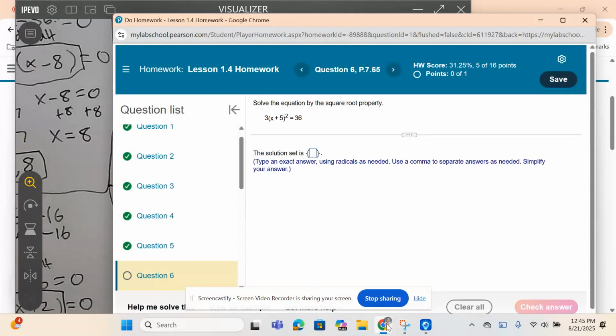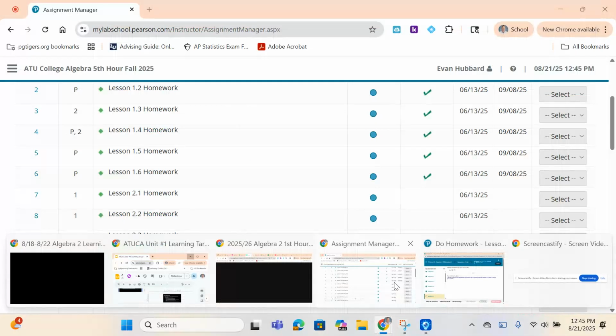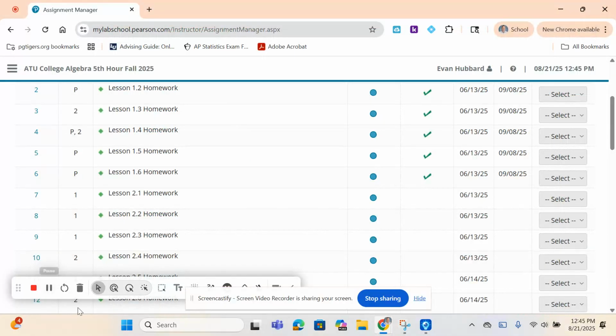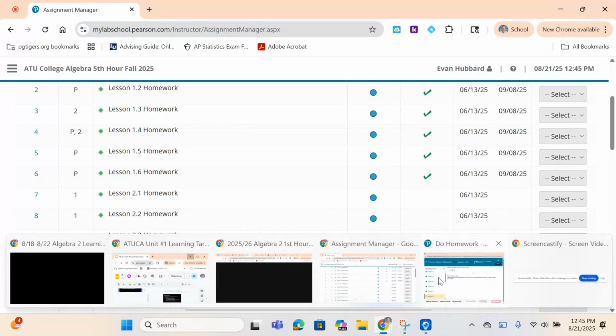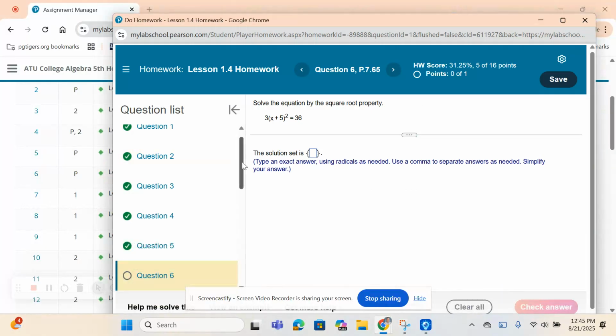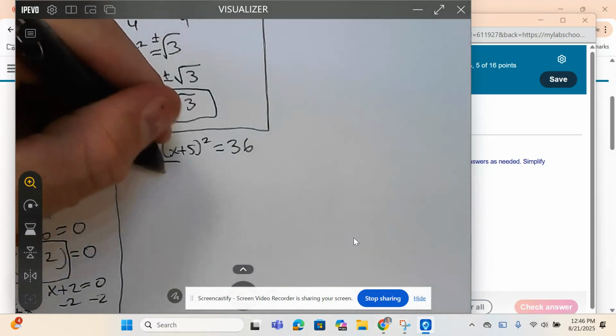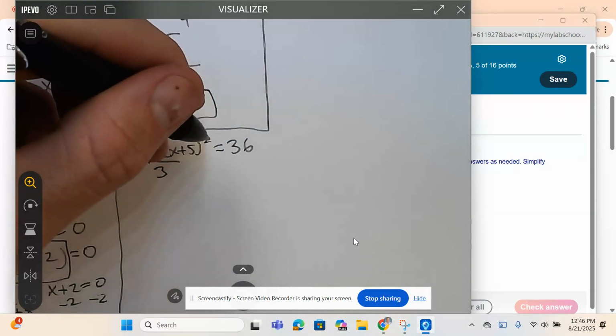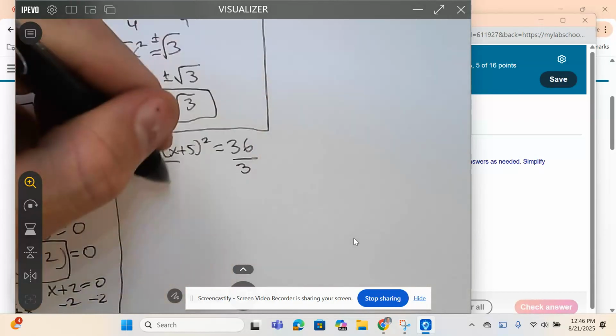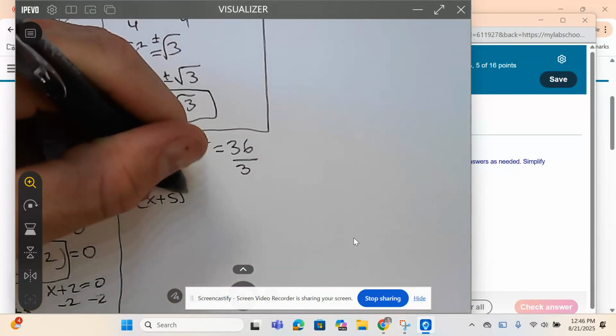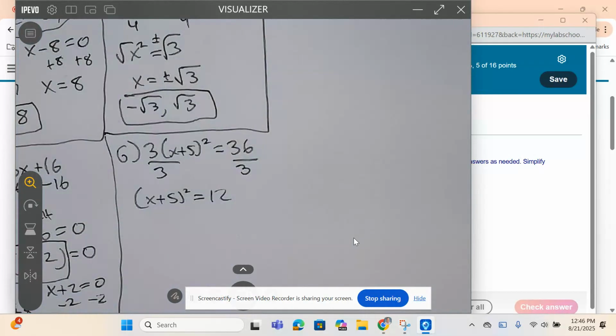All right. 6. So we've got, this is going to be extracting the square root. 3 times x plus 5 squared equals 36. So the first thing we want to do is remove that 3. So we've got to move the 3. So we're going to divide by 3. Divide by 3. X plus 5 squared equals 12.